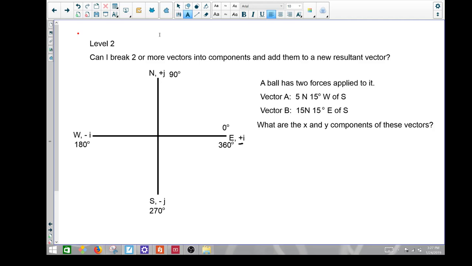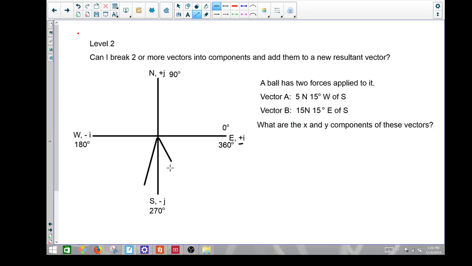In this situation, a couple things I would want to note about these two vectors. First of all, I want to have a general idea of where these vectors are located. So let's just do this instead. This one right here is going to be 15 degrees west of south. That's west of the south mark. So this is somewhere like right here, just to give you an idea. Not looking to be proportional or anything. And then this one is 15 degrees east of south, so that's going to be like right here.